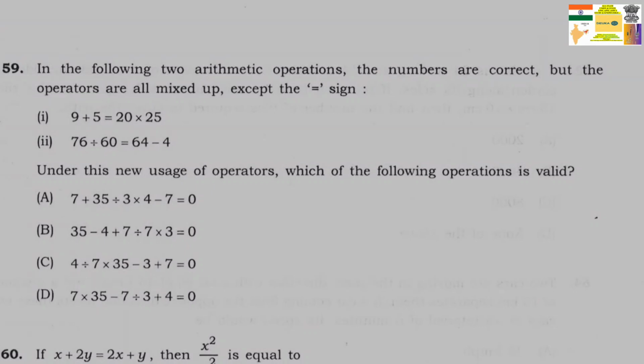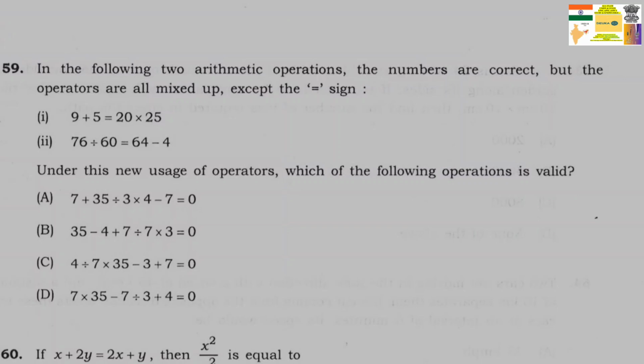Question number 59. In the following two arithmetic operations, the numbers are correct, but the operators are all mixed up except the equal sign. 1. 9 plus 5 is equal to 20 into 25. 2. 76 divided by 60 is equal to 64 minus 4. Under this new use of operators, which of the following operation is valid?